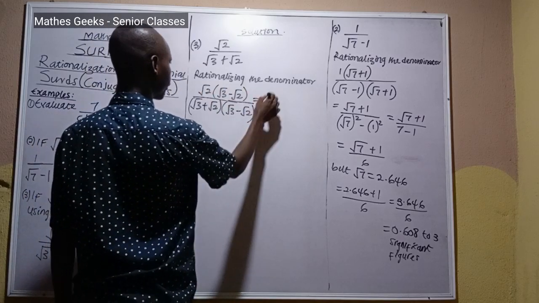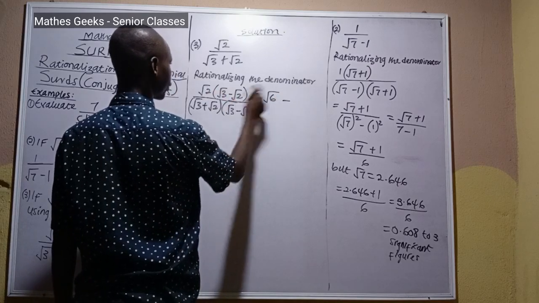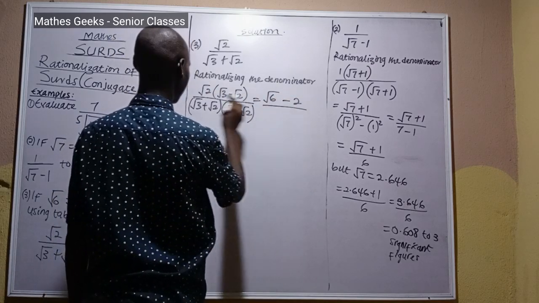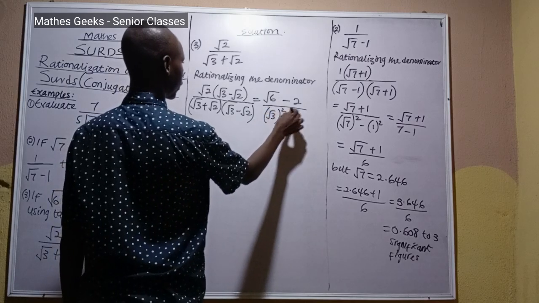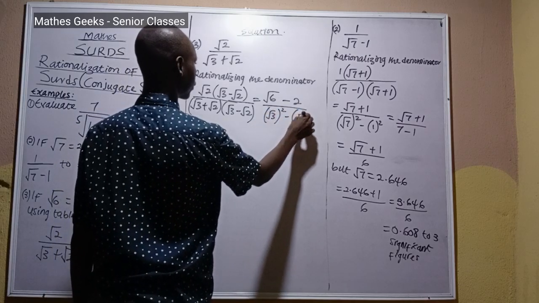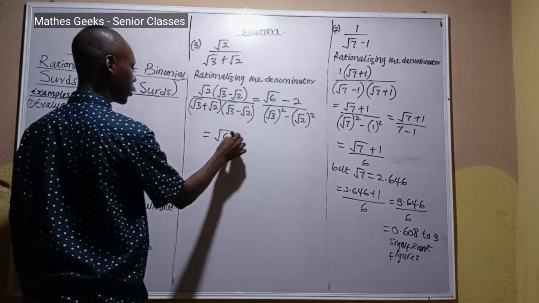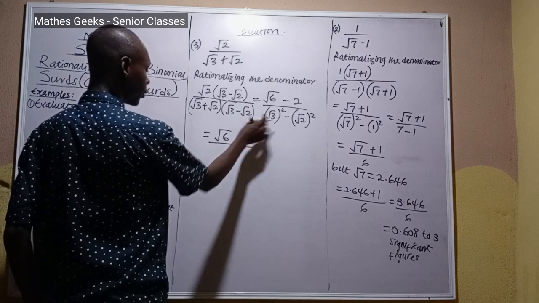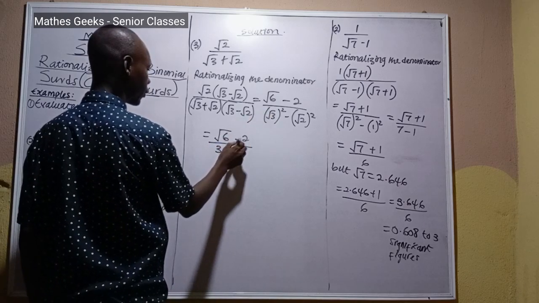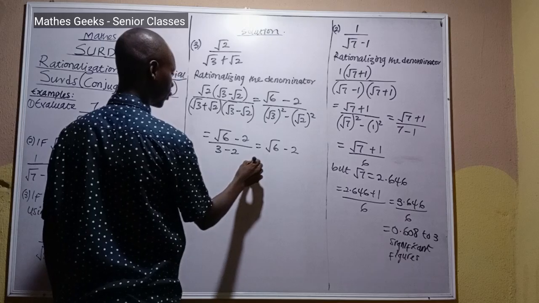Root 2 times root 3 will give us root 6. Minus root 2 times minus root 2 will give us 2. Then the denominator will give us root 3 squared minus root 2 squared. This is root 6 minus 2 over 3 squared, which is 3, minus root 2 squared, which is 2. So root 6 minus 2.